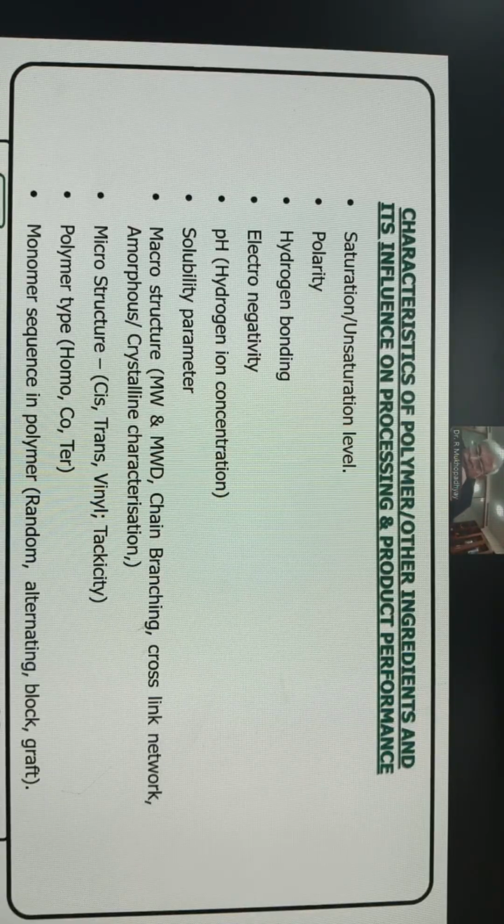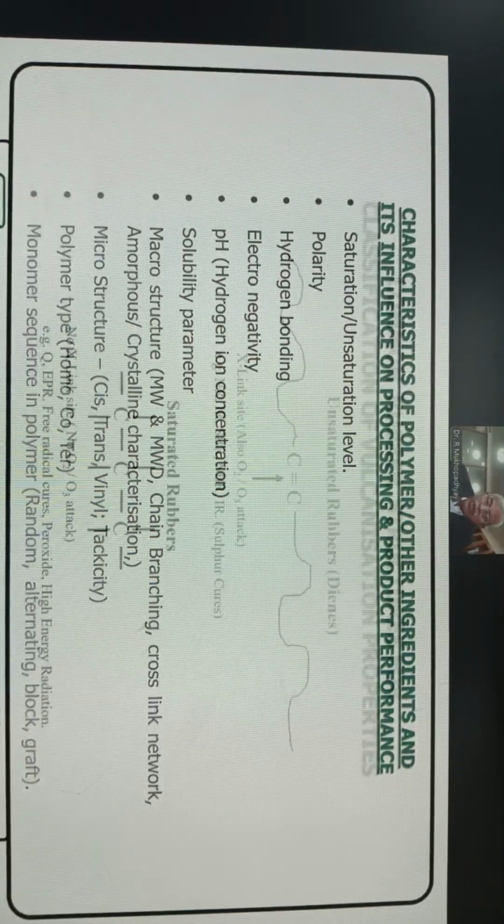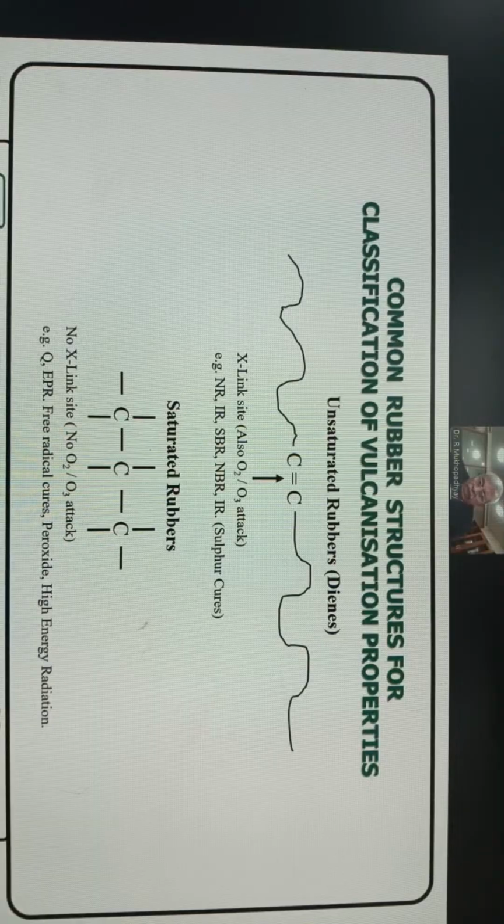Then you require the polymer type and the monomer sequences: random, alternate, block or graft. So this knowledge is also essential for selecting the polymer. Then we consider what is unsaturated and saturated. Unsaturated rubber, as you know, has advantages as well as disadvantages.